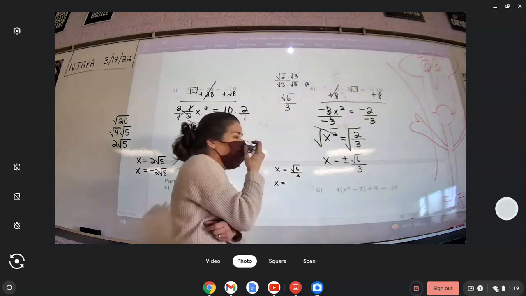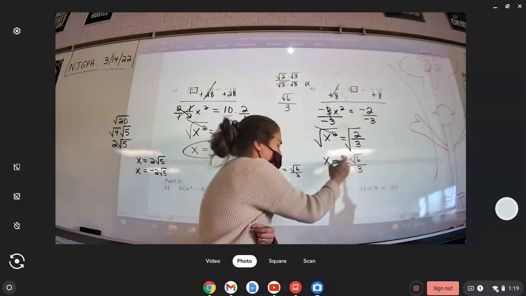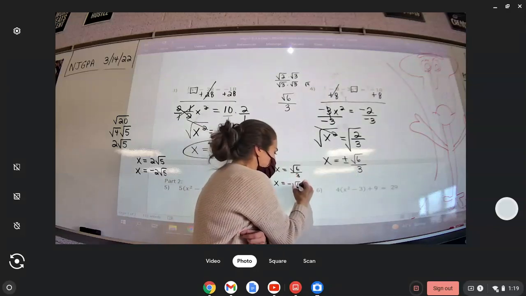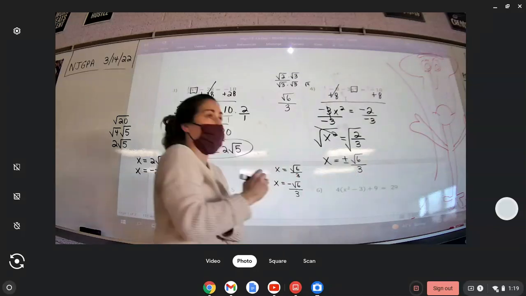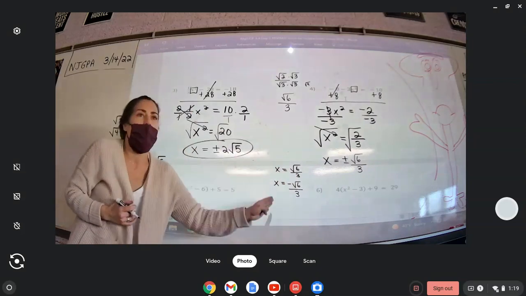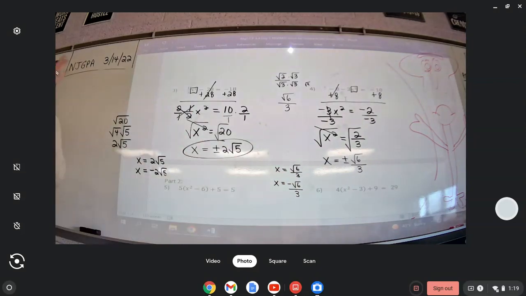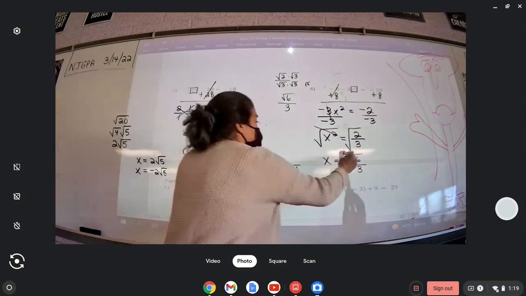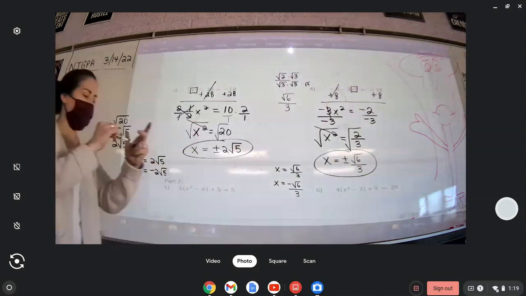And then the second answer is basically, think of it as negative 1 times the square root of 6 divided by 3. They're just very ugly decimals, and we don't want to write them as our answer. All right? Or you could just leave it as the two answers together.